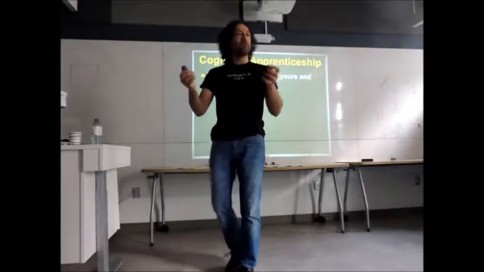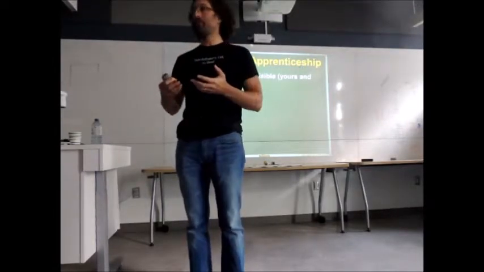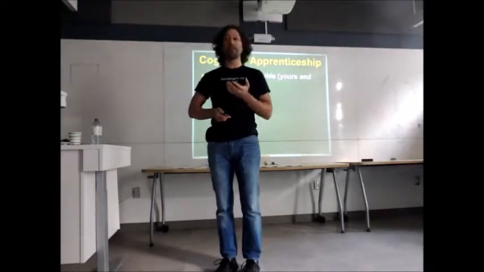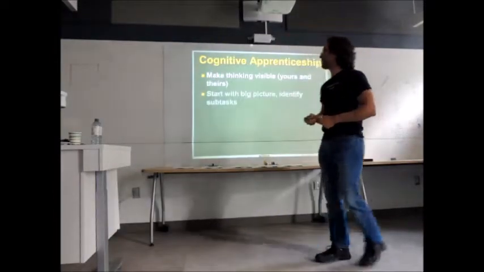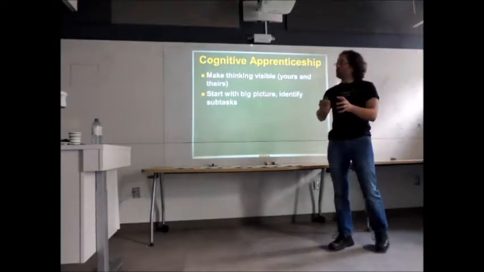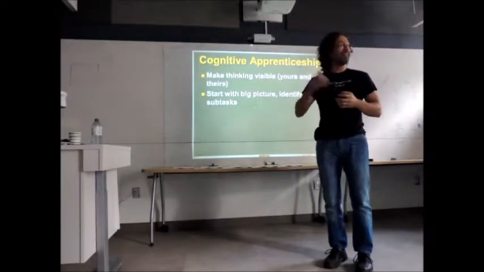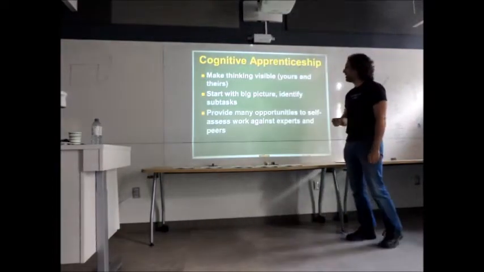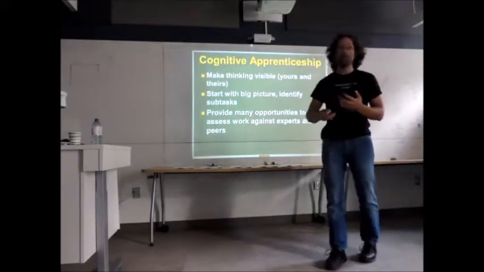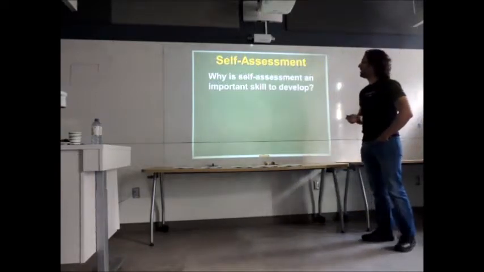So, without a tangible product, we have to make our thinking visible, and we have to train our students in the thinking processes that scientists make use of. So we need to start with the big picture, and then help them understand how the subtasks that we are about to help them learn connect with that big picture. And provide them with as many opportunities as possible to get feedback on their growing skills.